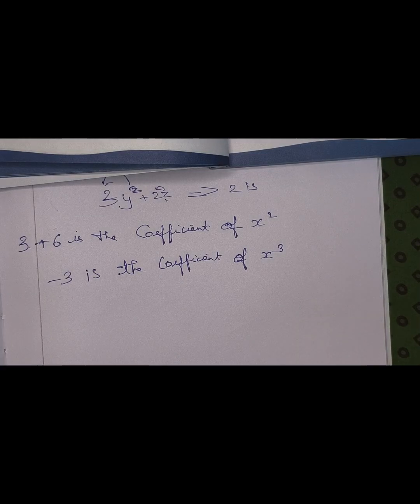Understand, friends? Just try to understand what is meant by coefficient. The number before the variable is called the coefficient.